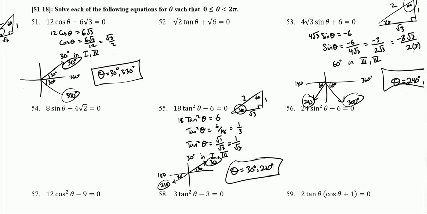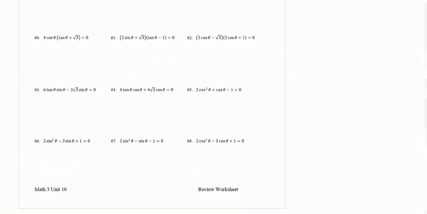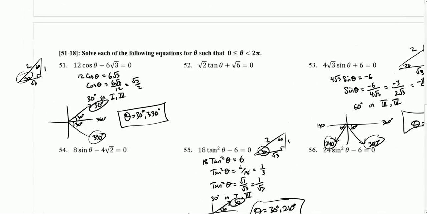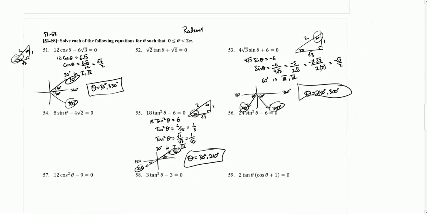By the way, it should say 68. Correct that, 51 through 68. So solve each of the following equations for theta such that theta is between 0 and 2 pi. Really, this is asking us to work in radians, and I've been working in degrees right here. So if you want, you can convert each of these to radians to follow that.